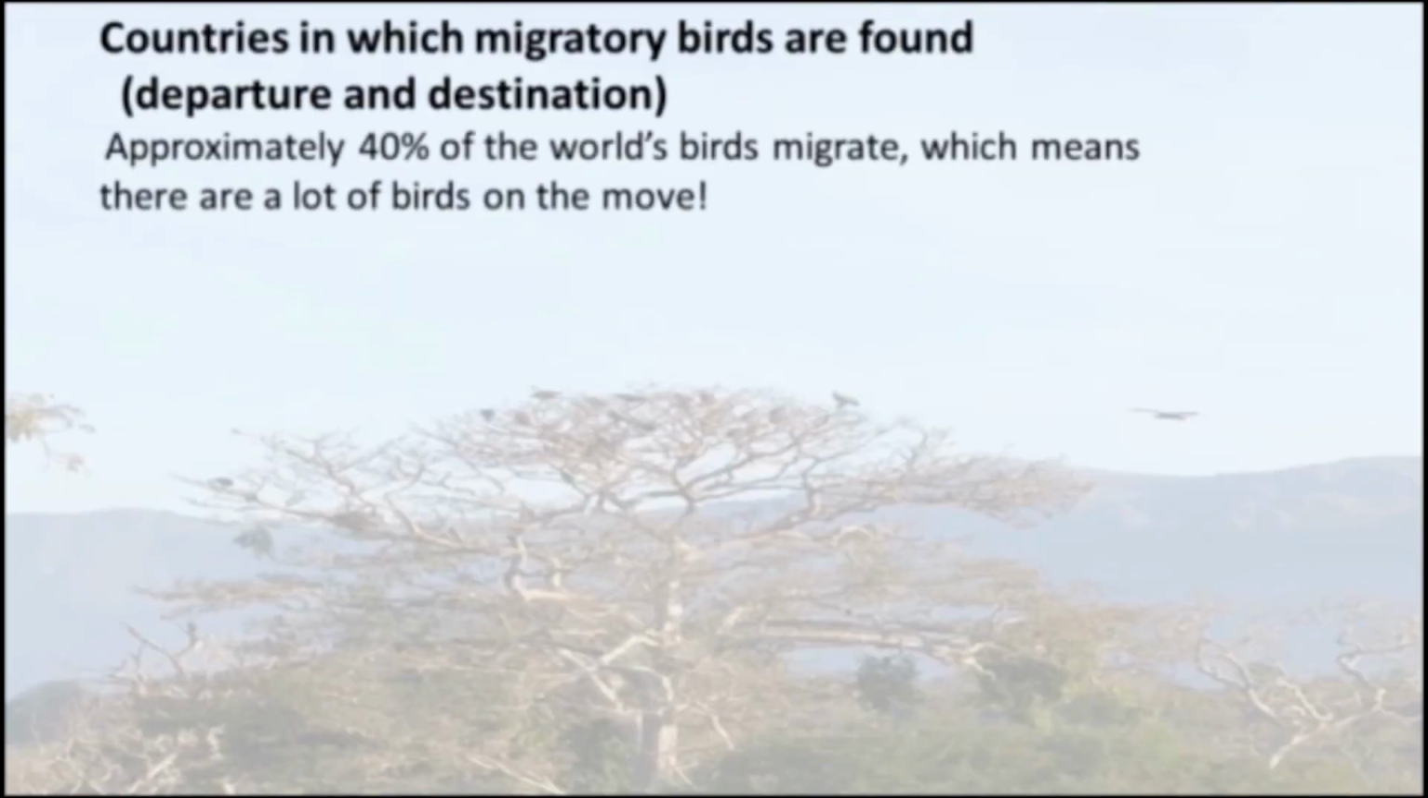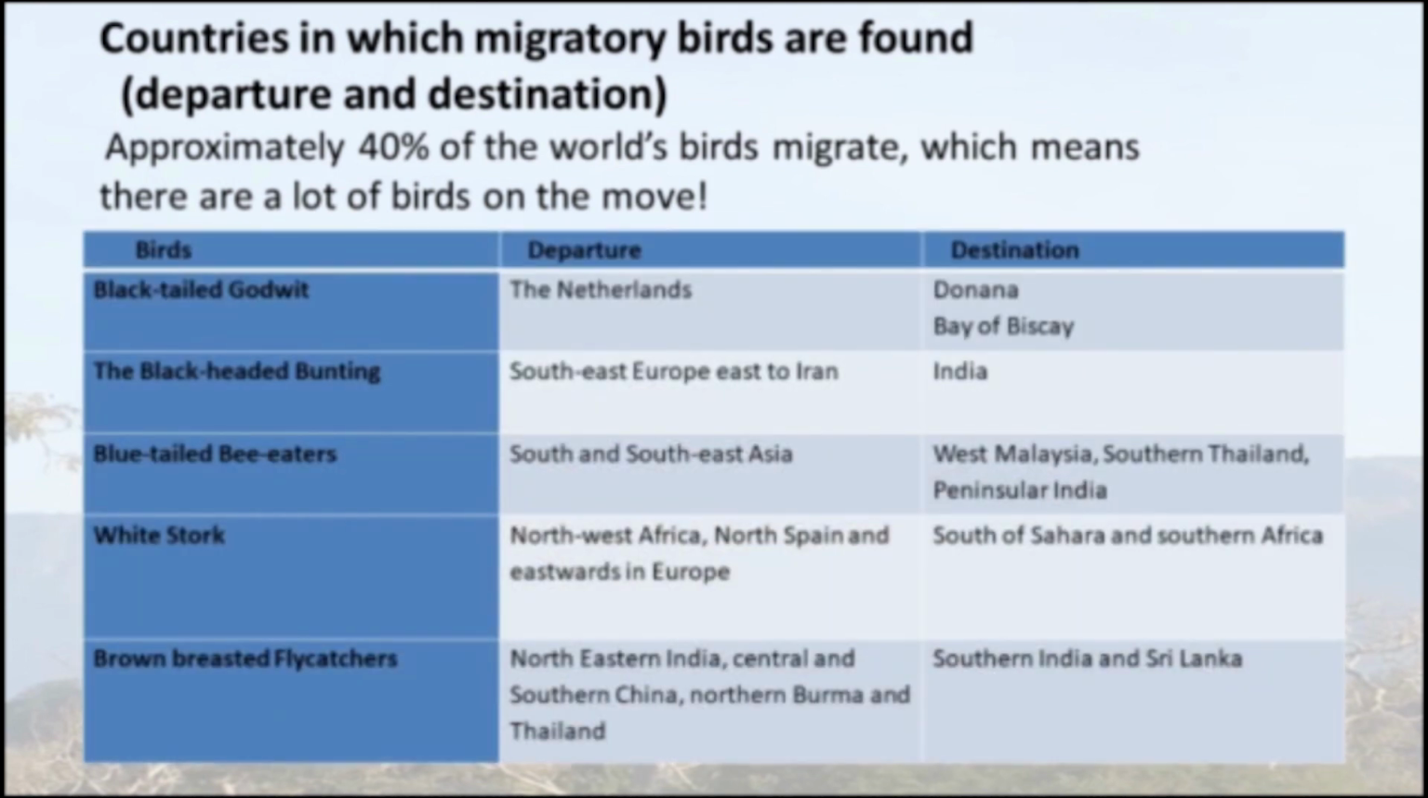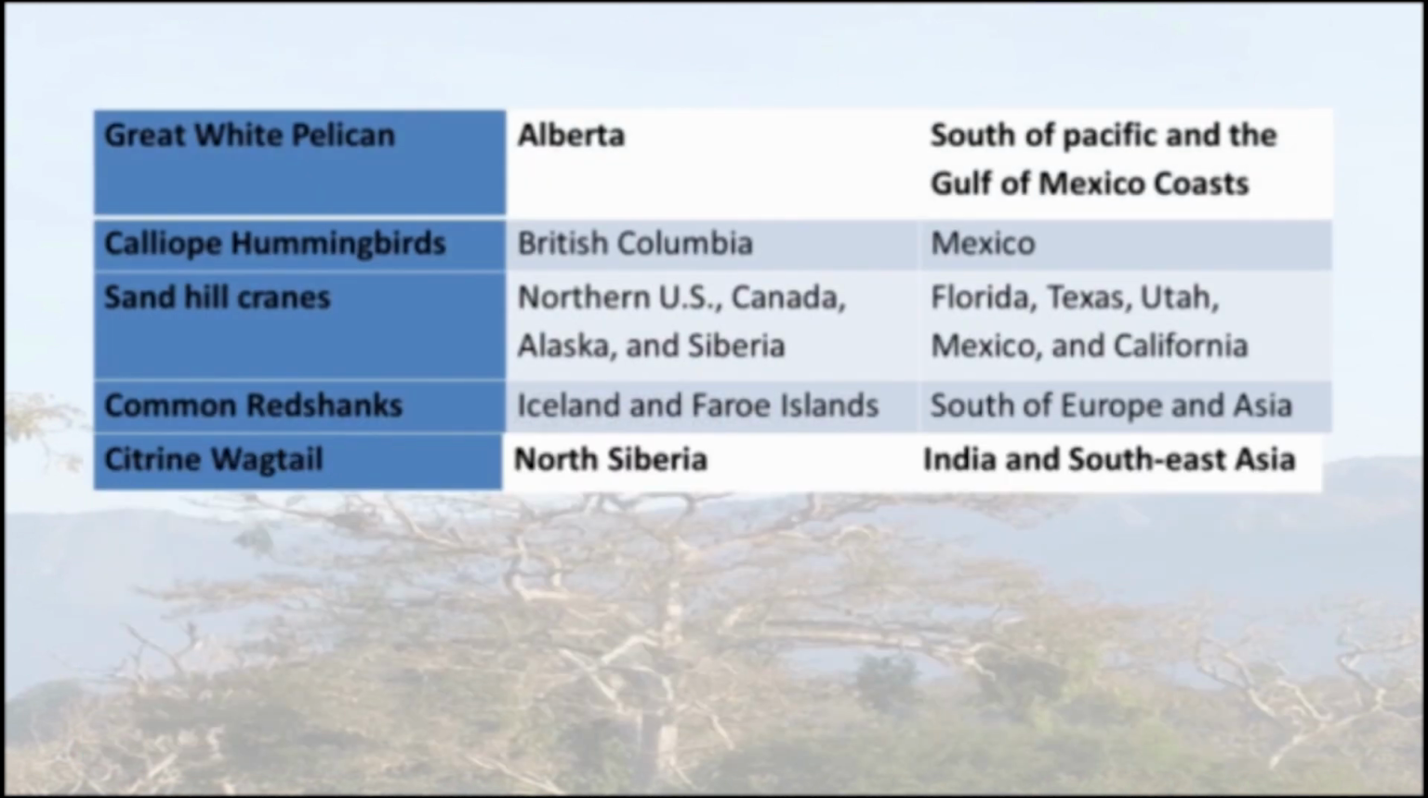Countries in which migratory birds are found, departure and destination. Approximately 40% of the world's birds migrate, which means there are a lot of birds on the move. For example, black-tailed godwit, black-headed bunting, blue-tailed bee-eaters, white stork, brown-breasted flycatchers, great white pelican, calliope hummingbirds, sandhill cranes, common redshanks, citrine wagtail.